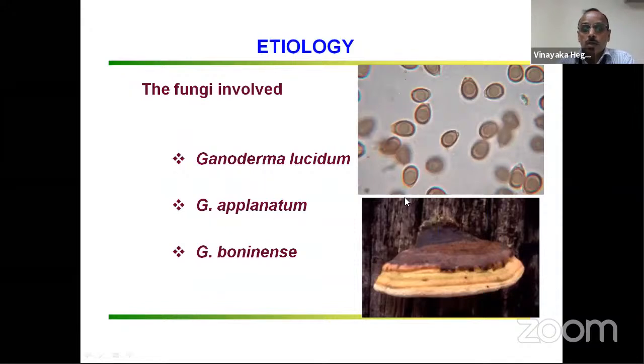So this is the isolated pathogen, you can see. Ganoderma boninensis is not present here, though reports exist in other countries, especially in oil palm, where this species has been a major problem. Whereas in coconut, we are seeing Ganoderma lucidum in India, and Ganoderma applanatum in some places. So these are the basidiospores. This is the fungus which produces these mushroom-type bodies.